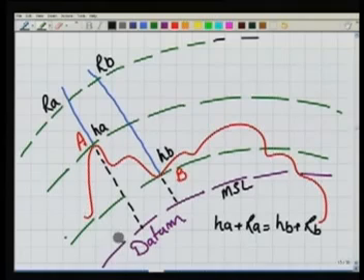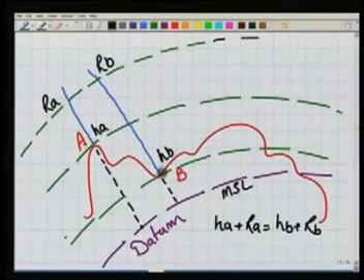Next, over this datum, this red one is the surface of the earth, where we have two points, A and B. Point A is at elevation HA from the datum, its RL is HA, and for point B the RL is HB. Let us say one of them is known and we want to determine the other. So if HA is known, we want to determine HB.